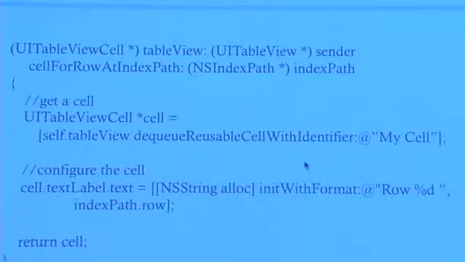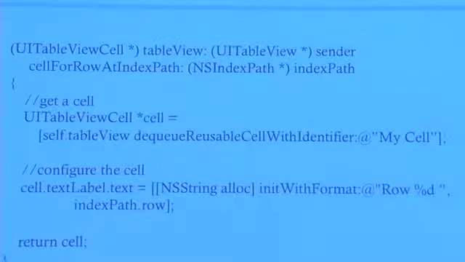After you've got the cell, then you want to configure it. In this case, I'm using a basic style cell. One of the properties of that is just a UILabel. You access it by saying textLabel, and then text, and I'm just setting the text to be the row number.